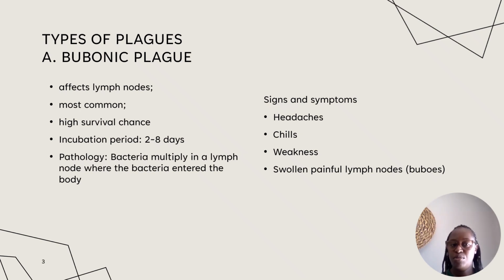And for this bubonic plague, the bacteria multiply in the lymph node where the bacteria entered the body. So once the fleas bite you, the bacteria gets into your body, and the first place that they target is the lymph nodes, this is where they start getting swollen, and this is where they multiply. So some of the signs and symptoms of the bubonic plague include headaches, chills, body weakness, and swollen, painful lymph nodes. And in the plague, they are called the buboes. So your lymph nodes get really swollen and really painful. Those are some of the signs and symptoms of the bubonic plague.